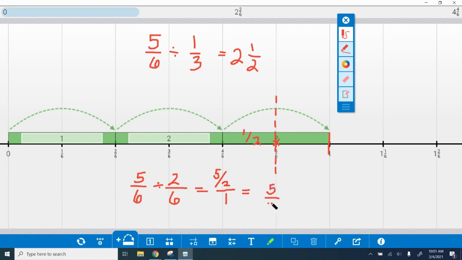How many wholes are in 5/2? Well, 2/2 makes 1 whole, 4/2 makes 2 wholes, and then there's a half remaining, so 2.5. Something else that's interesting about these numbers, we actually could have divided straight across in this case. So let me go ahead and show you that as well.